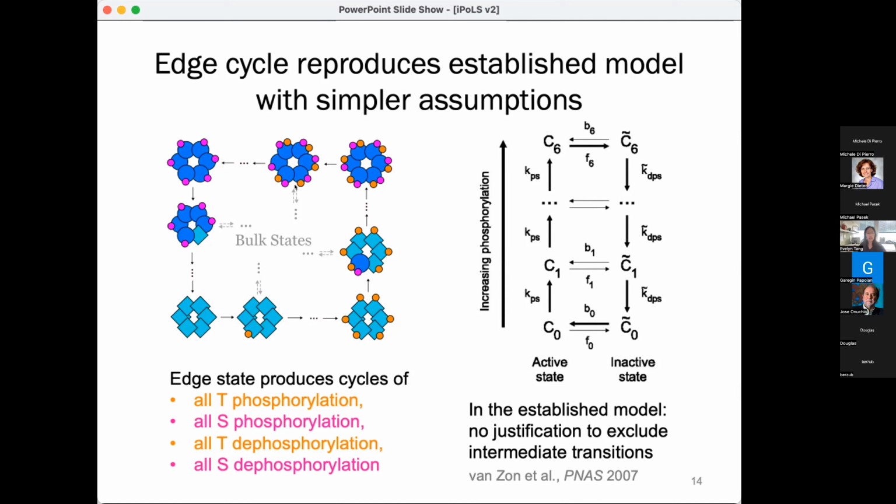But here, because of the topology of the network, this supports this global edge state, unlike in other models in which we have to impose by hand that the edge rates are stronger than the bulk rates. There, the bulk rates are depicted as being negligible, also by invoking other pretty strong assumptions about an all or nothing mechanism, which is why the system has to change altogether before it dephosphorylates.